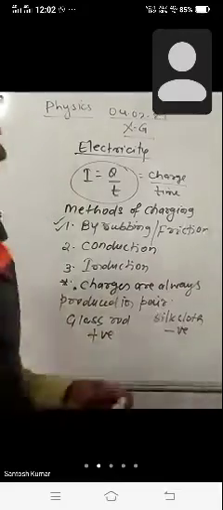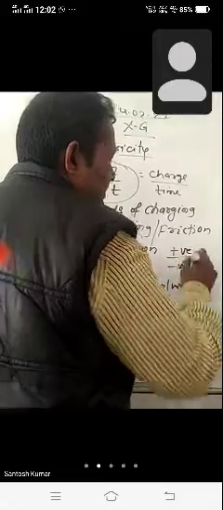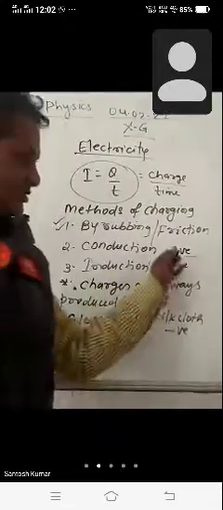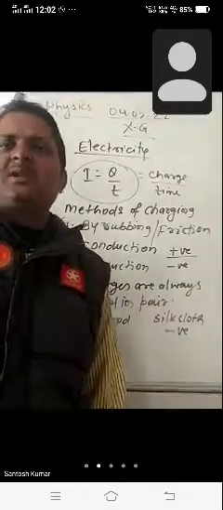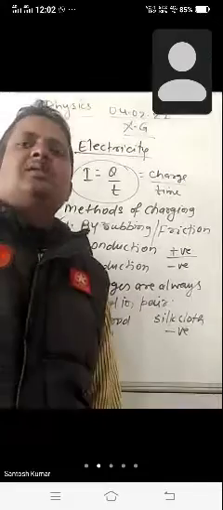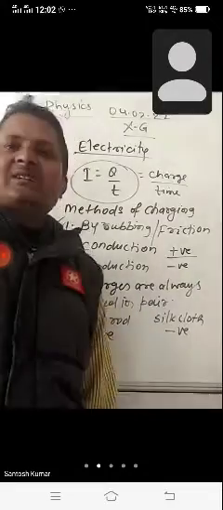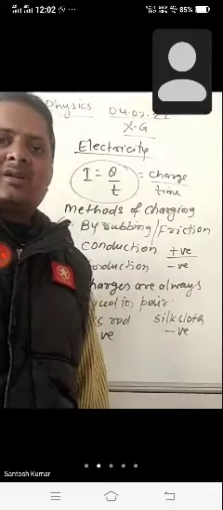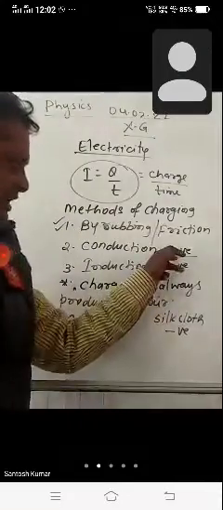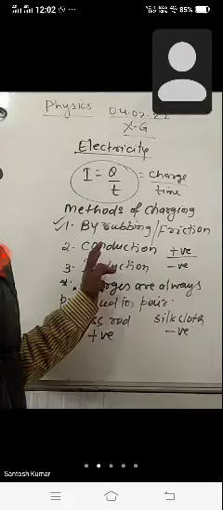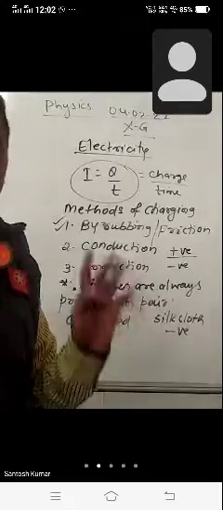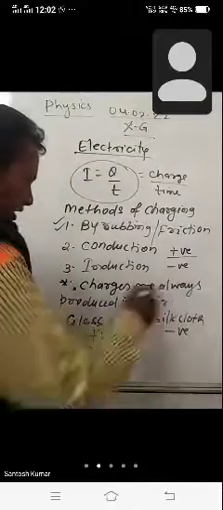The nature of charges you all know. Two types of charges are there: positive charge and negative charge. Earlier we have seen the role of the scientists, many physicists, in identifying its nature. So one body will acquire positive, another will acquire negative, and it will be in equal amount. So charges are always produced in pair.